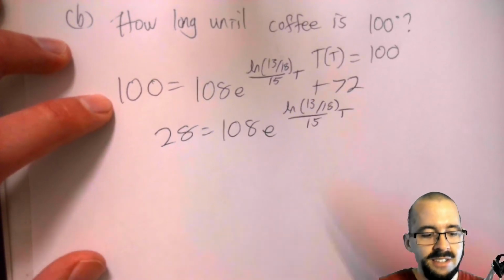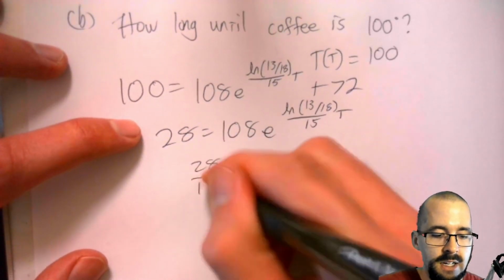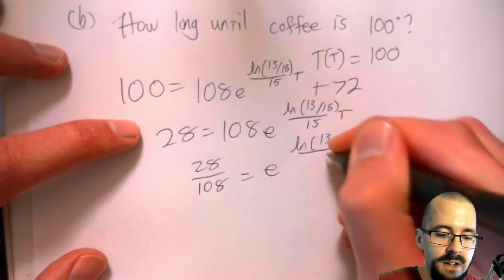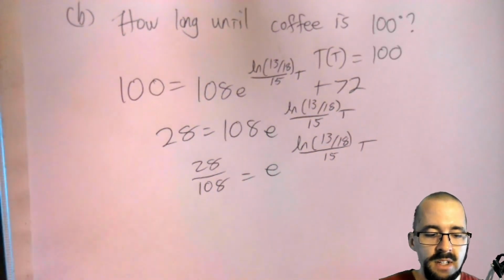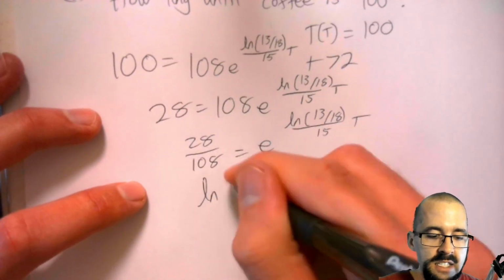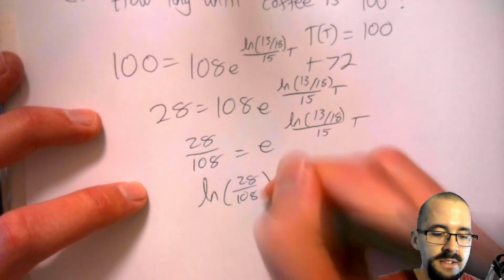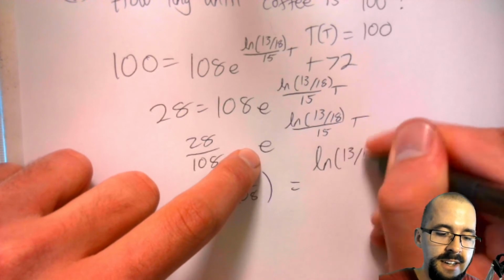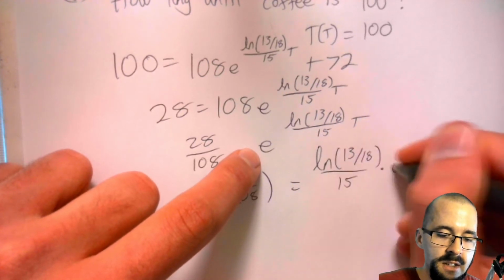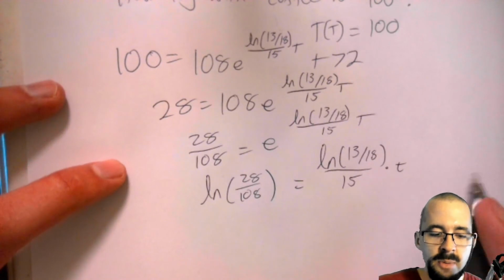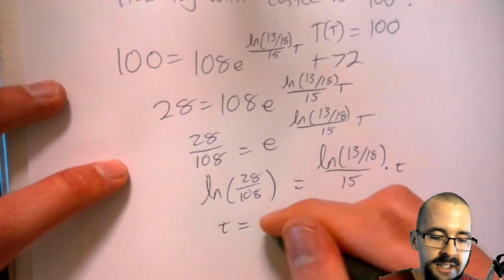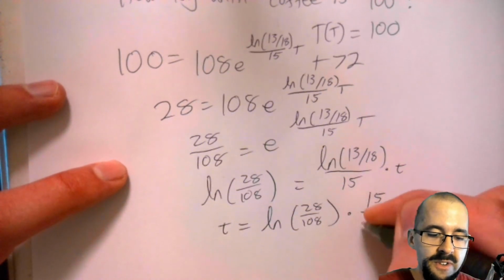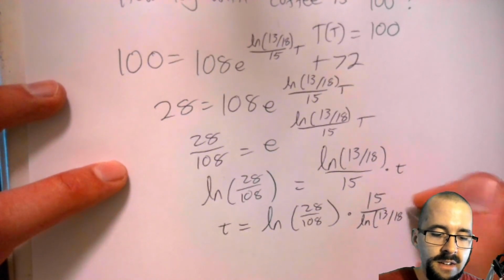Again, we're doing all of these very similarly to each other. 28 over 108 is equal to e to the ln of 13/18 over 15 times t. Take the natural log of both sides to get the natural log of 28 over 108. That undoes the exponential. We're left with the natural log of 13/18 over 15 times t. Now to solve for t, we'll multiply by the reciprocal. We're going to get that t is equal to the natural log of 28 over 108 times the reciprocal, which is 15 over the natural log of 13/18.